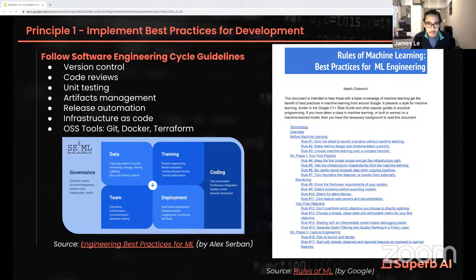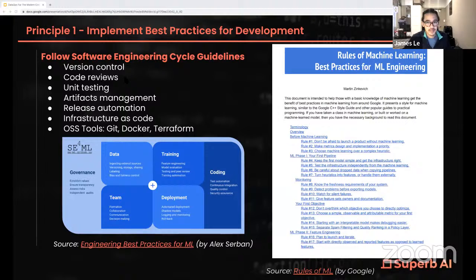So the first principle is to implement best practices for development. Basically, if you work with data, if you're a data engineer or a data scientist, for instance, it's important to follow this lifecycle guideline as I outline here in the slide, because you need to write a lot of code. So it's good to borrow best practices from software engineering to make sure that your code is good enough to be put into production.